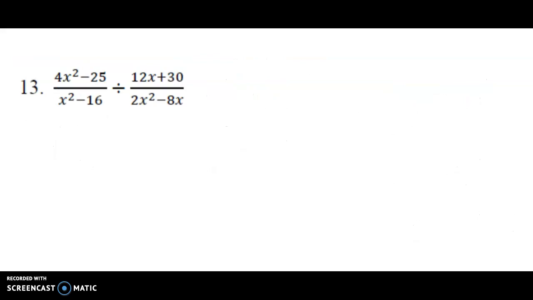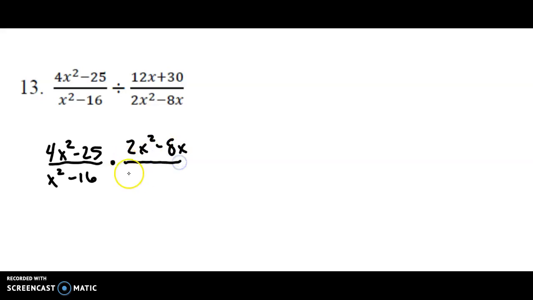Number 3. Looks fun, doesn't it? First thing that you're going to do is rewrite the problem as multiplying. So it's going to be (4x squared minus 25) over (x squared minus 16) times (2x squared minus 8x) over (12x plus 30).